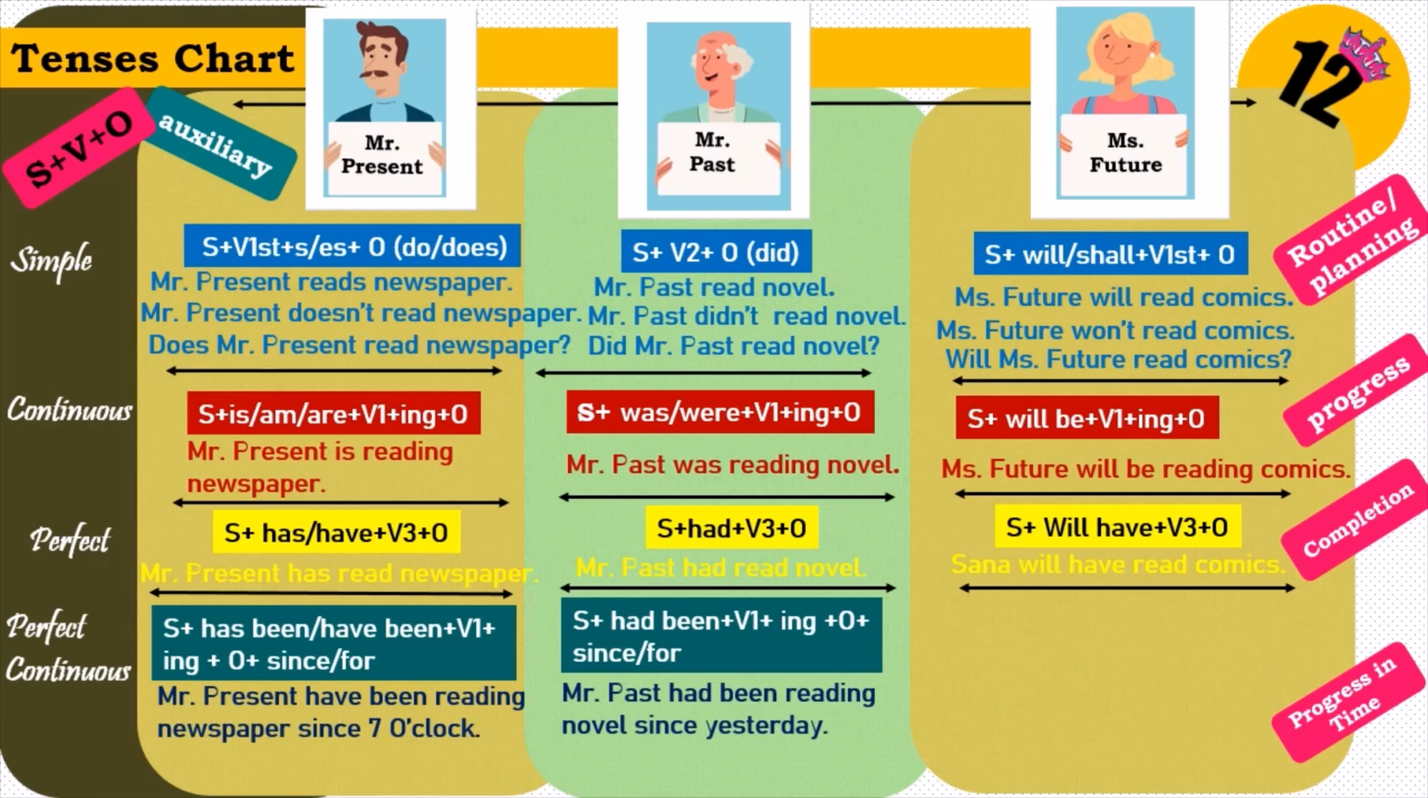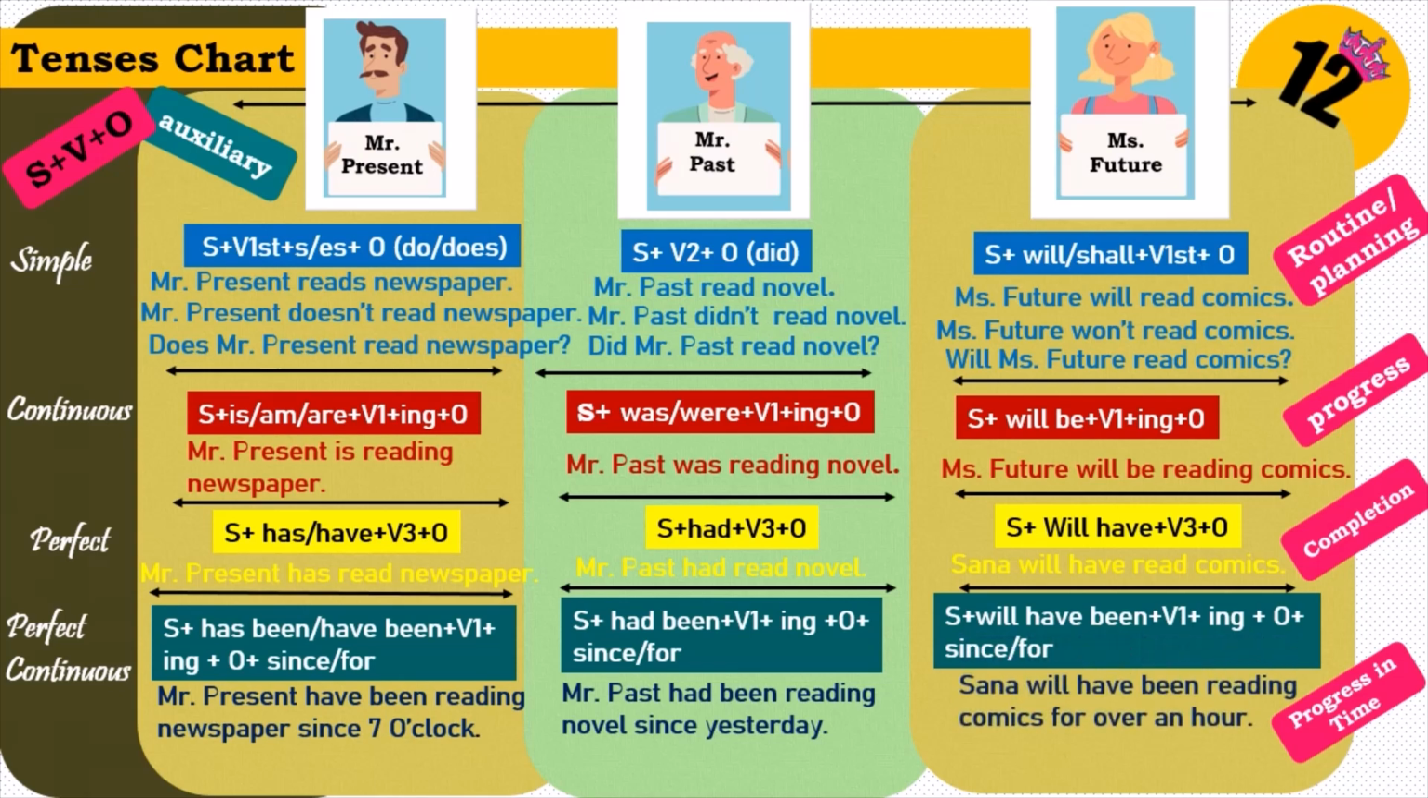Coming towards the future tense, future perfect continuous tense, we have the formula subject will have been verb first form plus ing or the object, then adding since and for at the end. Here we have the sentence. Sana will have been reading comics for over an hour.